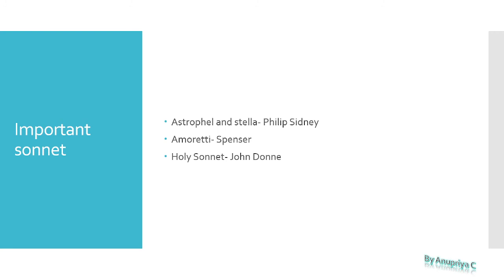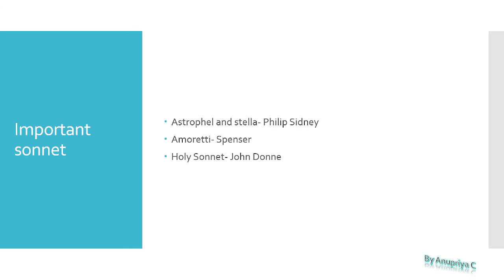Now, looking at some of the important sonnets. Some of the important sonnets are Astrophil and Stella, written by Philip Sidney. This is a collection of 108 sonnets and 11 songs. The meaning of the word Astrophil is star lover, and Stella means star. So it simply means the star lover looking at the star and glorifying. This is what happens in the sonnet: Philip Sidney trying to glorify the beauty of his lady love.